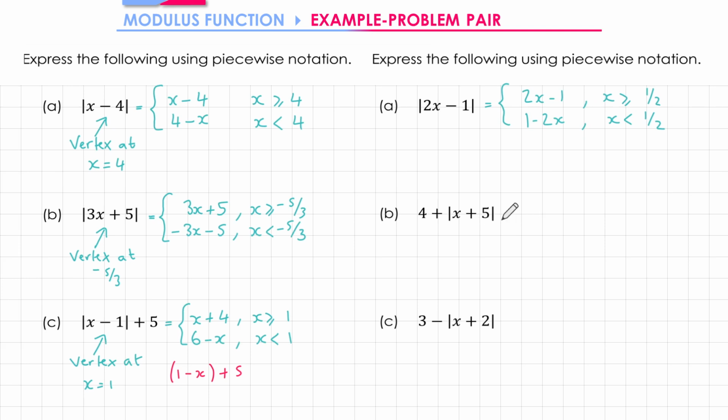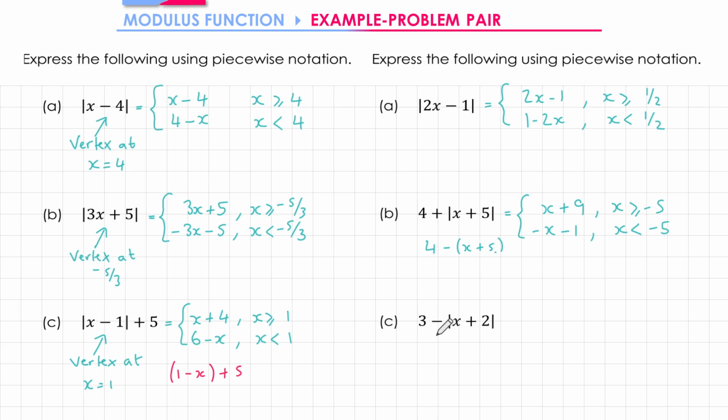In part B, we have a vertex at x equals minus 5. So we have two intervals, x is bigger than or equal to minus 5, or x is less than minus 5. When x is bigger than or equal to minus 5, inside the brackets is positive, so the modulus doesn't change it. We have 4 plus x plus 5, which is x plus 9. If x is less than minus 5, inside the brackets is negative, so it will change the sign of it. So one way you might write this is 4 minus x plus 5. If we remove the brackets, we get minus x and minus 5. So that gives us minus x, and then we have 4 minus 5, which is minus 1.